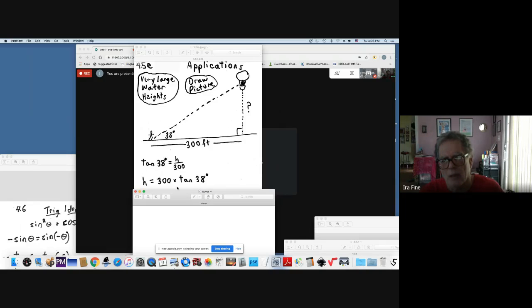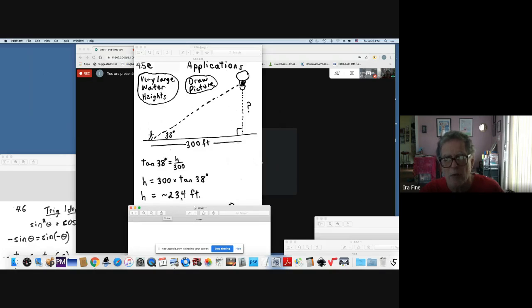Then, again, you just say that h is going to equal 300 times, just bring the 300 to this side, times the tangent of 38. And again, sometimes, folks, to get more accuracy, you can do this in one step. You can figure out the tangent of 38 and then multiply it times 300, or you can just put into your calculator 300 times tangent of 38. And to the nearest foot, let's say the problem says to the nearest foot, this balloon would be 234 feet up in the air.